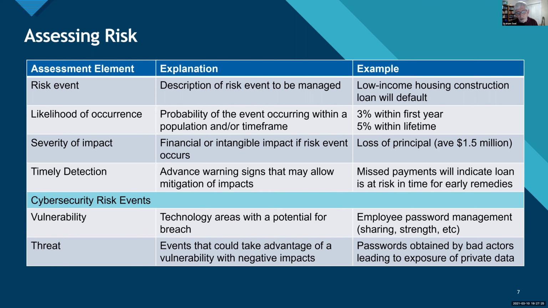The last thing, which is often forgotten, is what's the likelihood that we'll know early enough to do something about it, that this risk event may be coming about? So what are the advanced warning signs that may allow mitigation of impacts? I'll give you a life example of that.